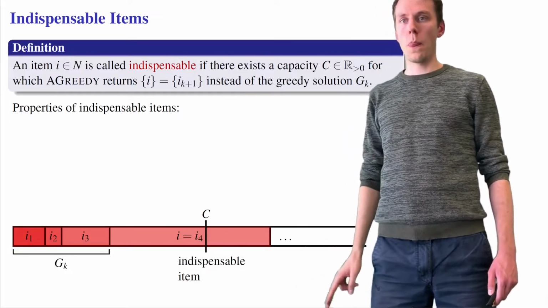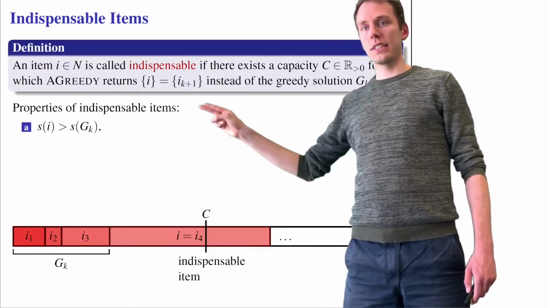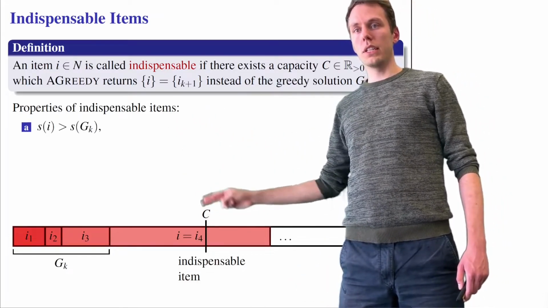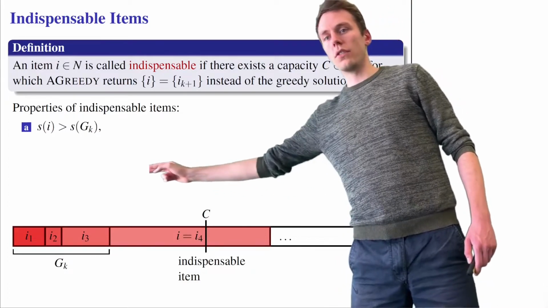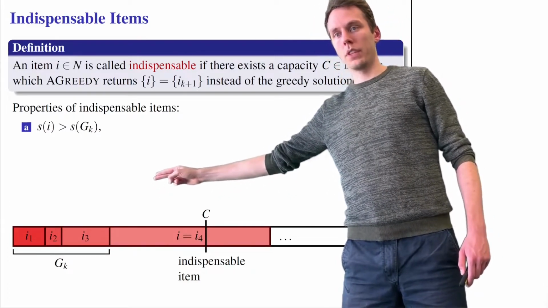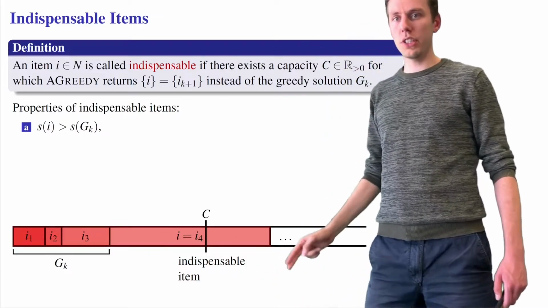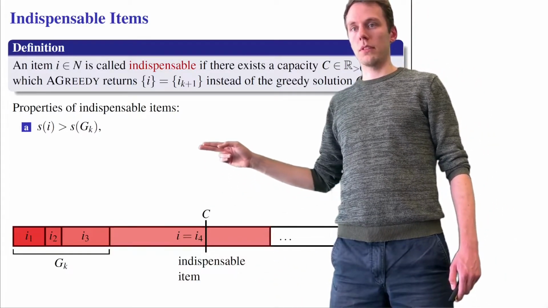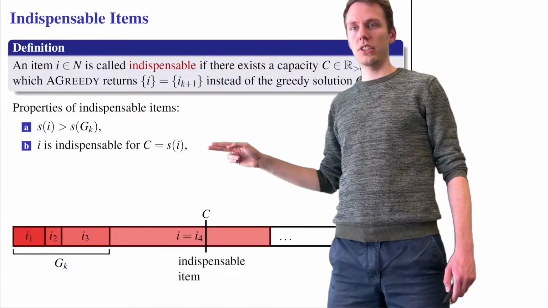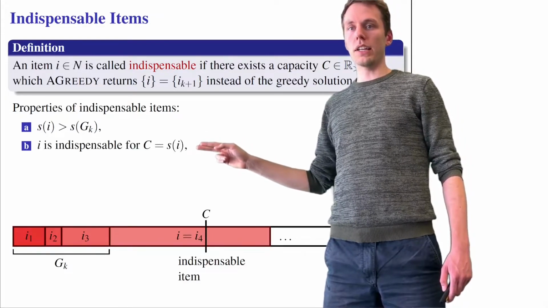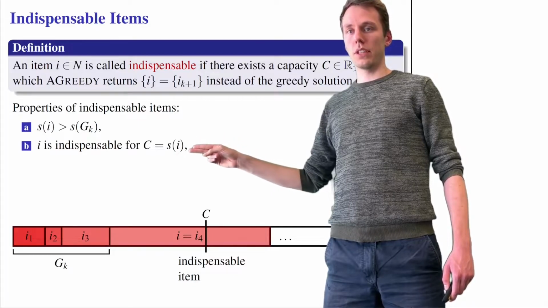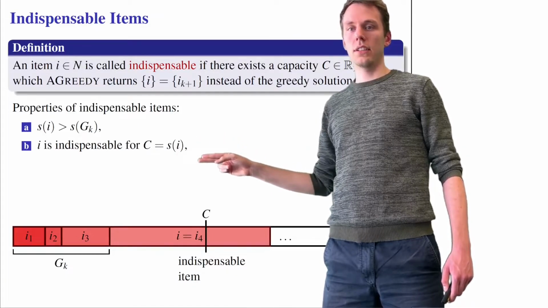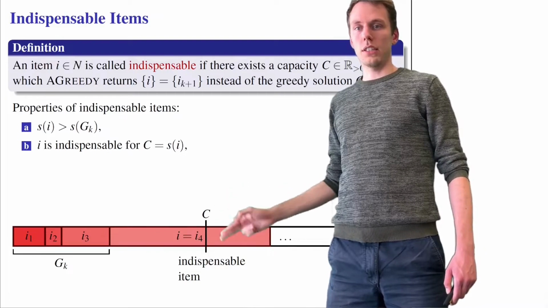The first property we have is that the size of this indispensable item is larger than the size of all items in the greedy solution. This is a necessary condition here. And from this condition follows the second property, which is that our indispensable item is also indispensable for the capacity equal to its own size. We can easily see this here.